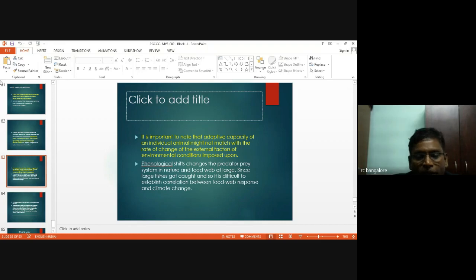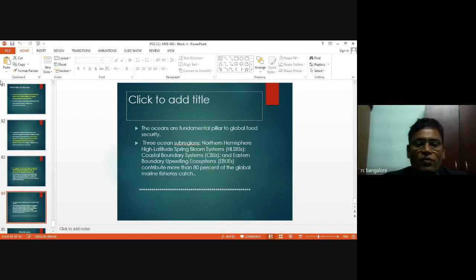Phenological shifts change predator-prey systems in nature and the food web. Since the fishes are large, it is difficult to establish a correlation between the food web response and climate change. Because of these changes in the prevailing environmental conditions in a particular location, some species will not adapt and will move to other places. So the oceans are the fundamental pillar of global food security. The three ocean subregions, the northern hemisphere high altitude spring bloom systems, the coastal boundary system and the eastern boundary upwelling ecosystem, contribute more than 80% of global marine fishery catches.